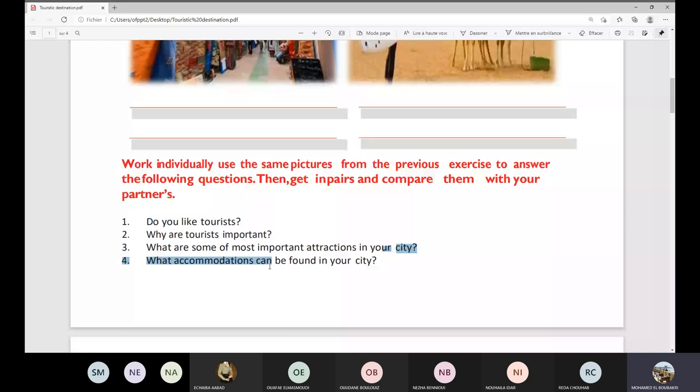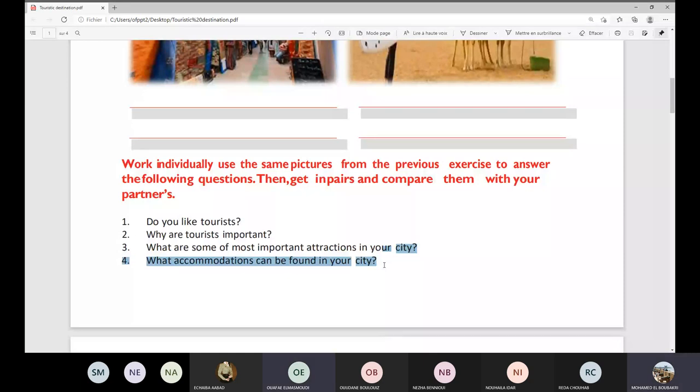So let's pass to number four now. What accommodations can be found in your city? We already talked about types of hotels: the hotel, the motel, the hostel, the chain hotels, and business and conference hotels. And of course, the hotel apartment. What kind of accommodations do you have in this city? Can you share them?